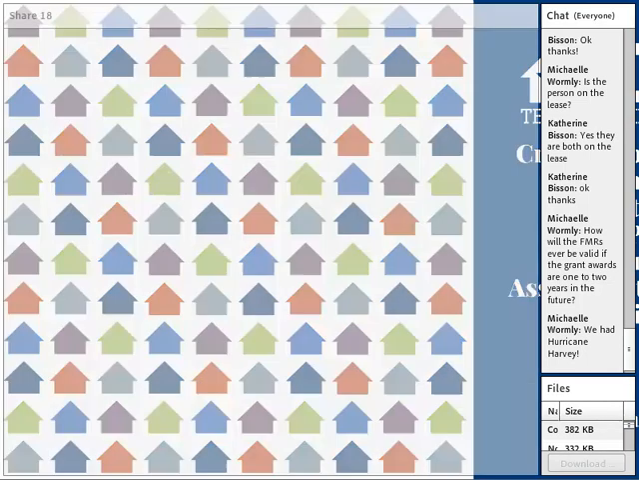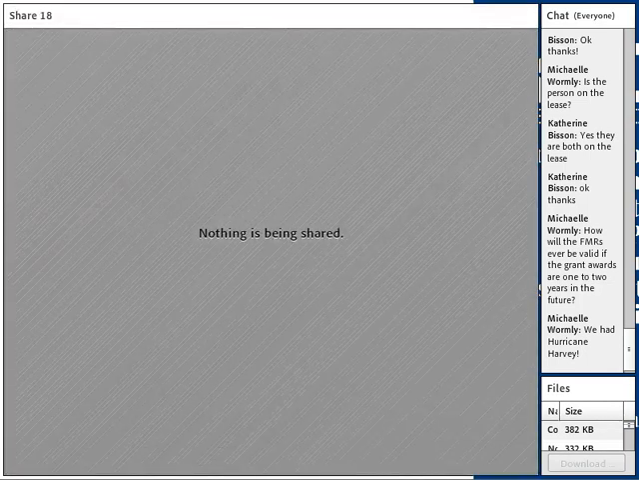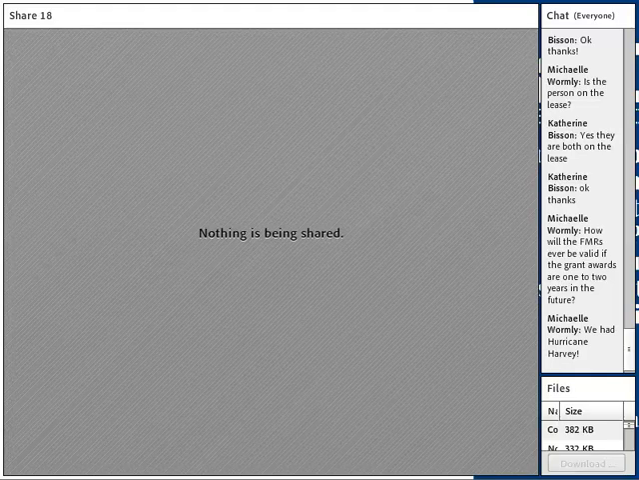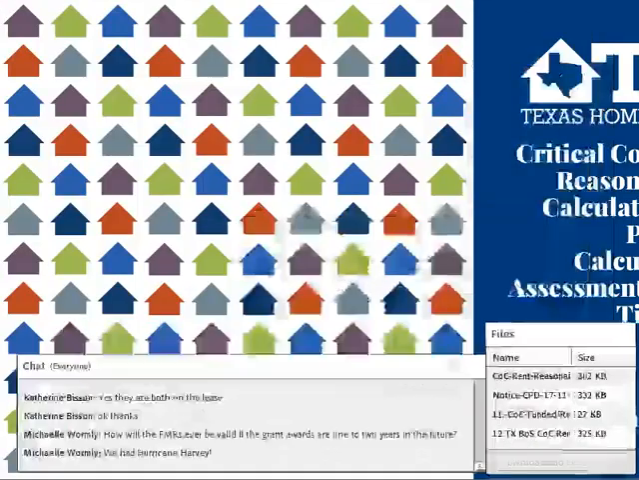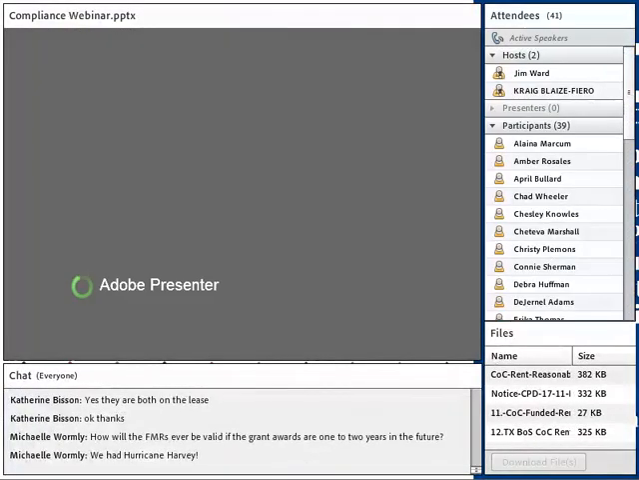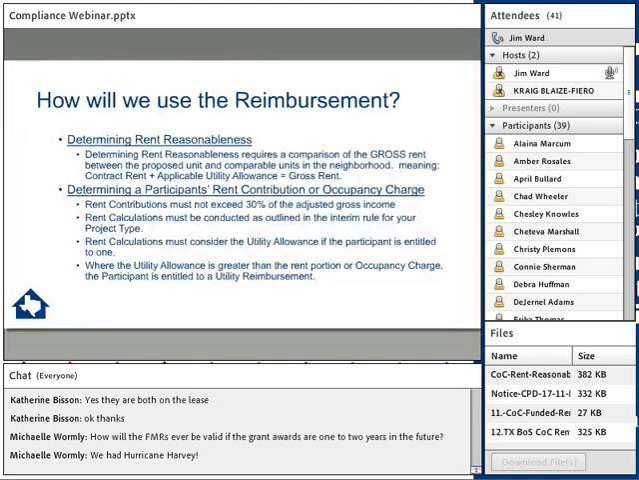Okay, so calculating participants' rent. Actually, I want to go back to the PowerPoint for just a second. It's 11:36. This webinar is going to go until 12 o'clock. I want to make sure that we actually get everything right. So we talked about making that rent reasonableness determination. You're going to compare the gross rent of the proposed unit to the gross rent of the comparable units to get that determination basis. You're going to maintain all of that documentation in the file.